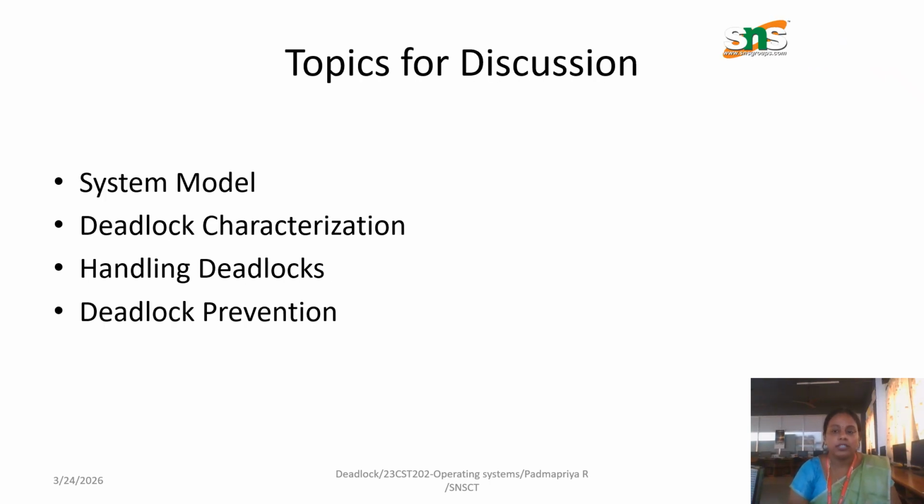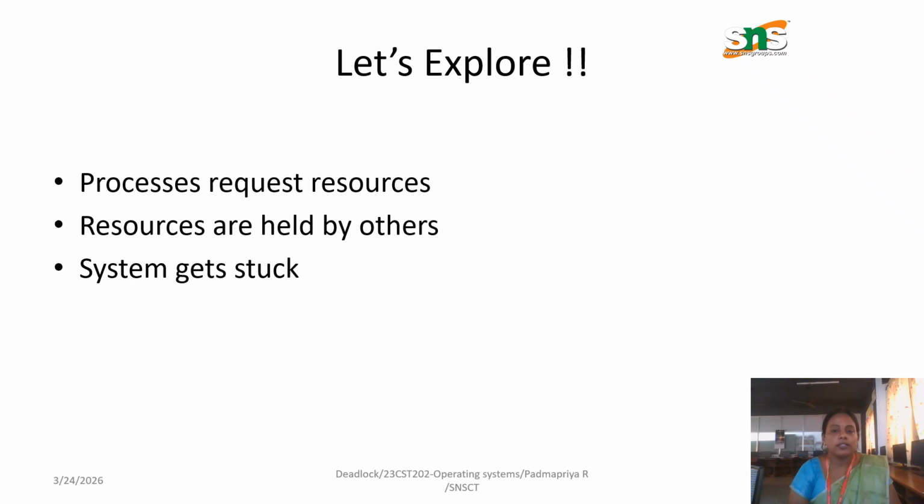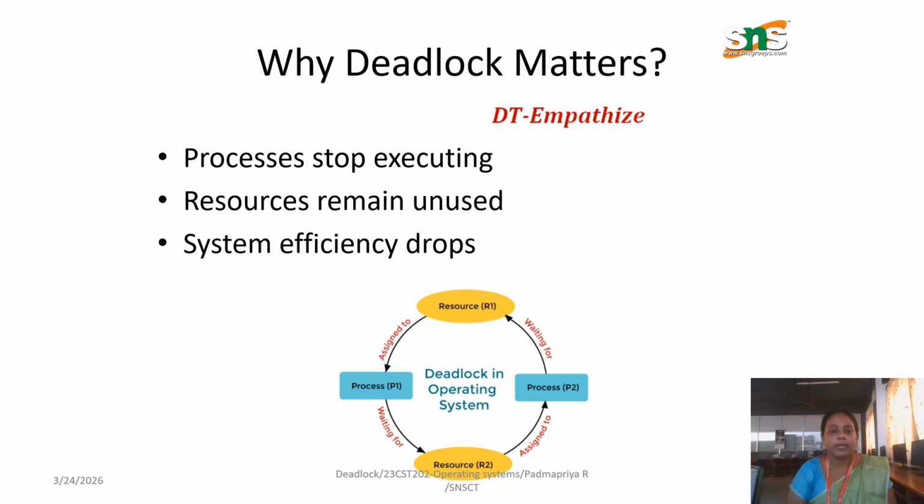The topics we are going to discuss in this session are system model, deadlock characterization, handling deadlocks, and deadlock prevention. So let's explore the topics. Processes request resources, resources are held by others, and the system gets stuck. So why does deadlock matter? When processes stop executing, resources remain unused, and system efficiency drops. These are the reasons why deadlock matters.